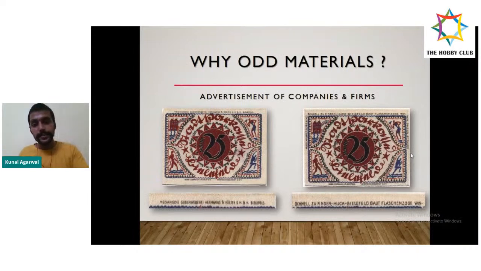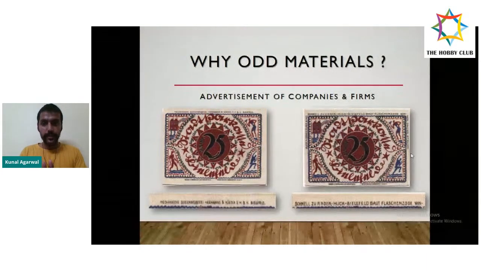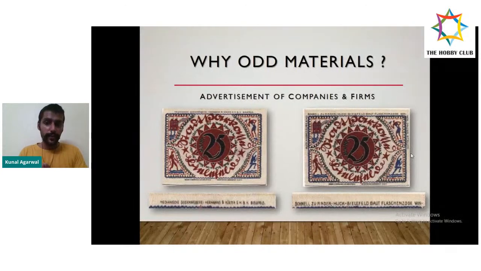Another interesting reason is advertisement. You can see here, these particular Notgelds are made of silk, 25 mark. This is from Bielefeld. Bielefeld is a town in Germany which was famous for its weaving. It was known as the weavers' town. So they started printing Notgelds on cloth. Pretty obvious, right? They would choose that.